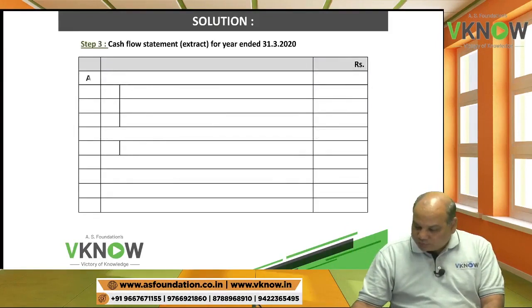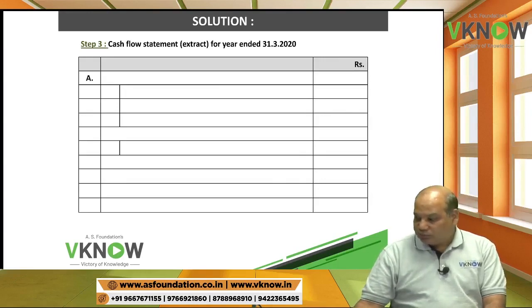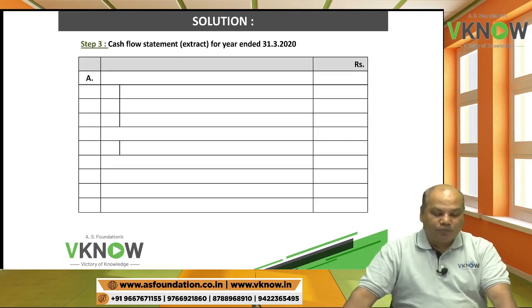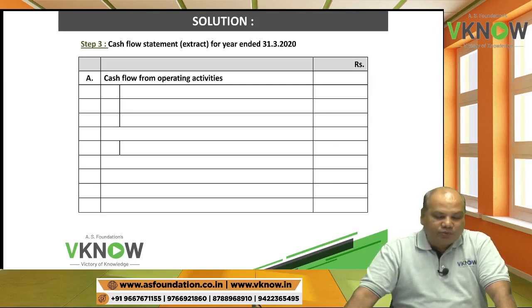So please write down cash flow statement extract. Now the last answer, cash flow statement extract for the year ended 31st March 2020, right hand side rupees. Point number A, cash flow from operating activities.